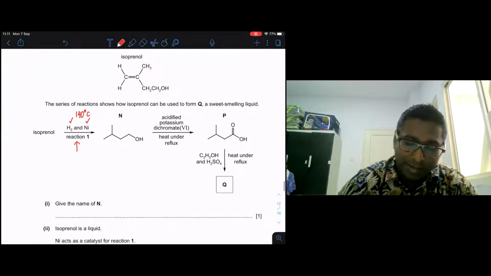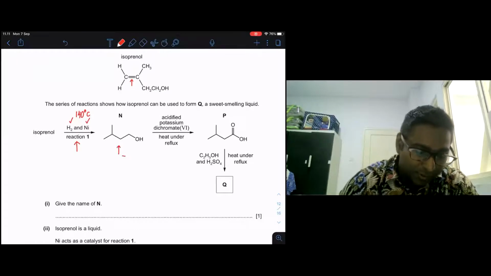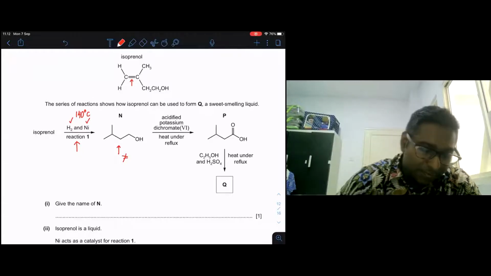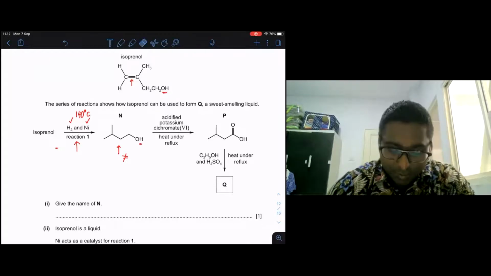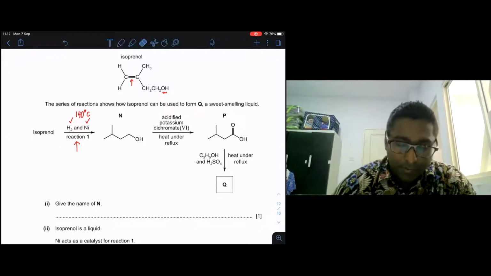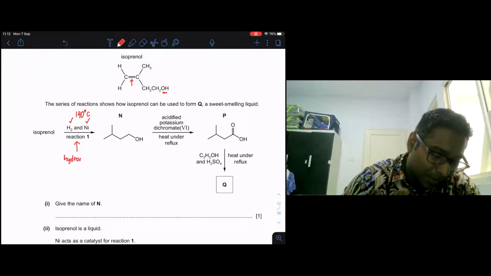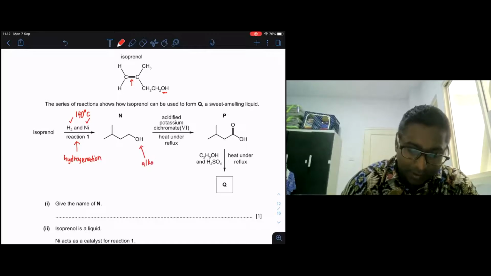You can see there is a double bond here, and now there is no double bond. It's already broken. Even if you mention it's alcohol, it doesn't make sense because there is OH and still OH is there. So just be careful. You can take more time to answer this, but it's okay. Now you identify this is going to be hydrogenation. After hydrogenation, you only have alcohol over here. This is alcohol.